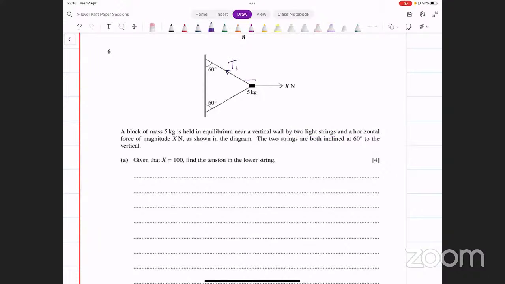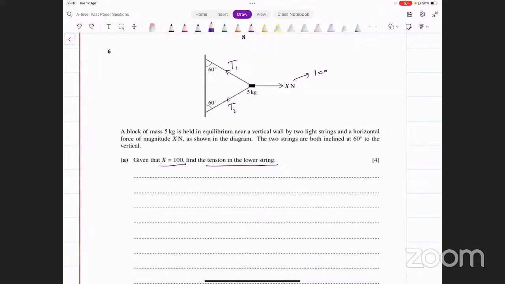We are looking from the block's perspective. From the block's perspective, T1 is going to be acting in this direction and T2 is going to be acting in this direction. These are 2 tensions. So you have 3 forces: X acts to the right, T1 acts here, T2 acts here. You have to find the tension in the lower string. So you want the value of T2 given that X equals 100. In the first part, they told you the value of X is 100. Using this, you have to find T2. Okay. Now these are 3 forces.